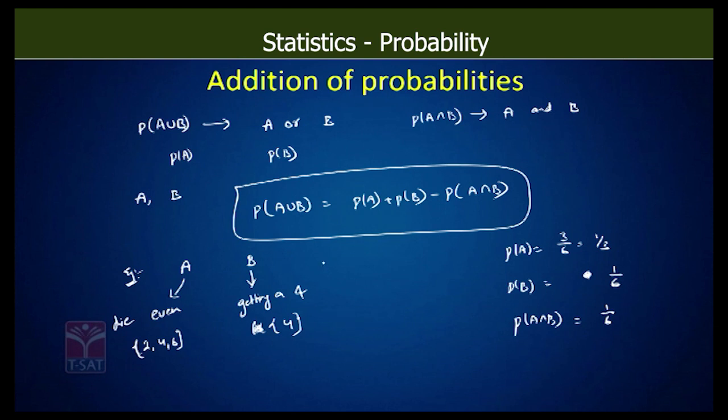Now, probability of A union B is equal to 1 by 3 plus 1 by 6 minus 1 by 6, which will be equal to 1 by 3. Probability of occurrence of event A or B is equal to 1 by 3.